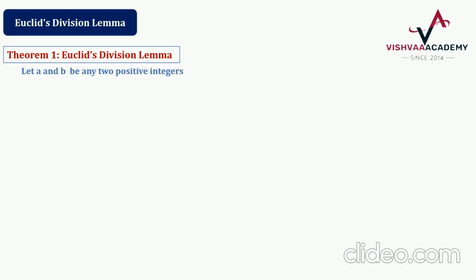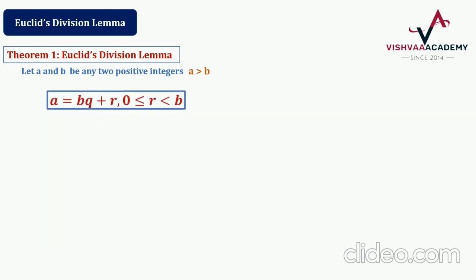We can have two positive integers a and b, in which the condition is a must be greater than b. So we can write it in the form a = bq + r, and r must be greater than or equal to 0, and less than b. So this is the statement of Euclid's division lemma.